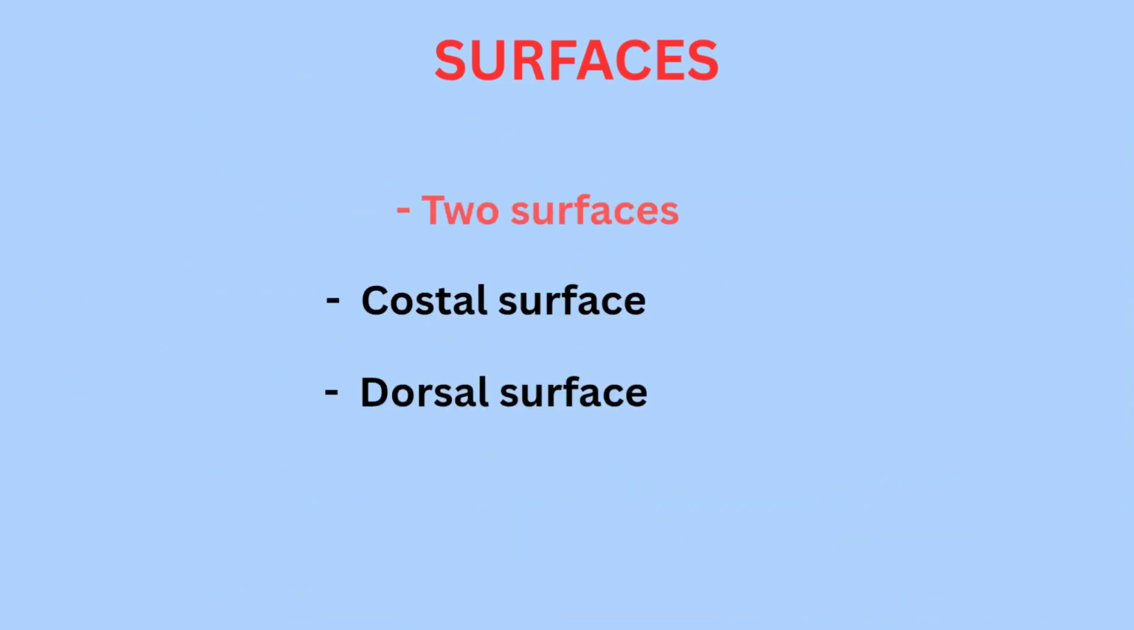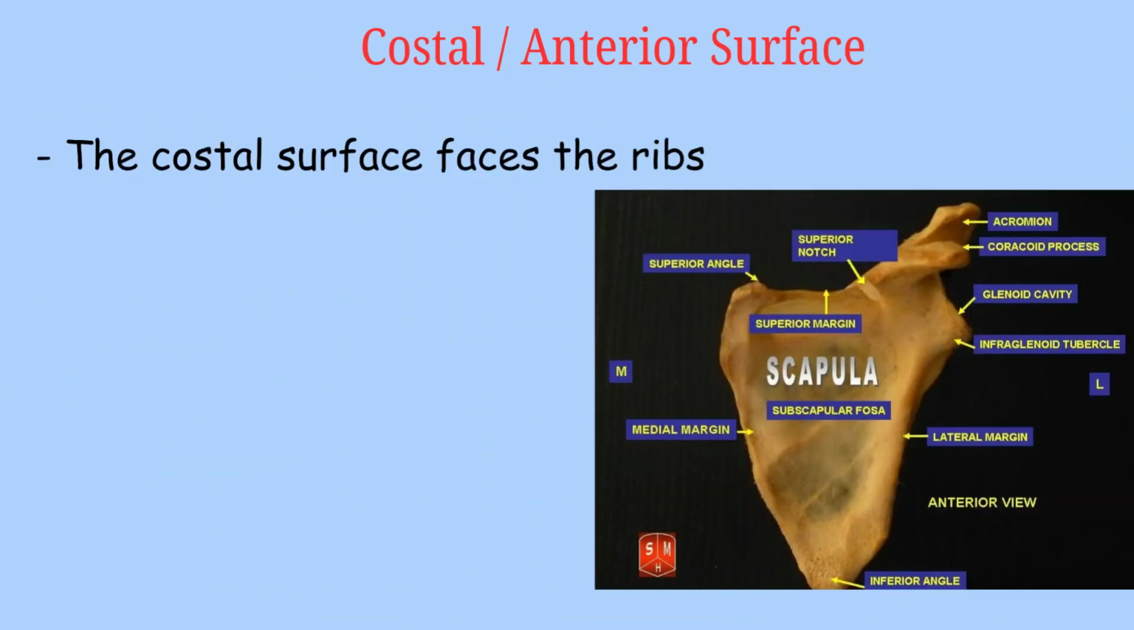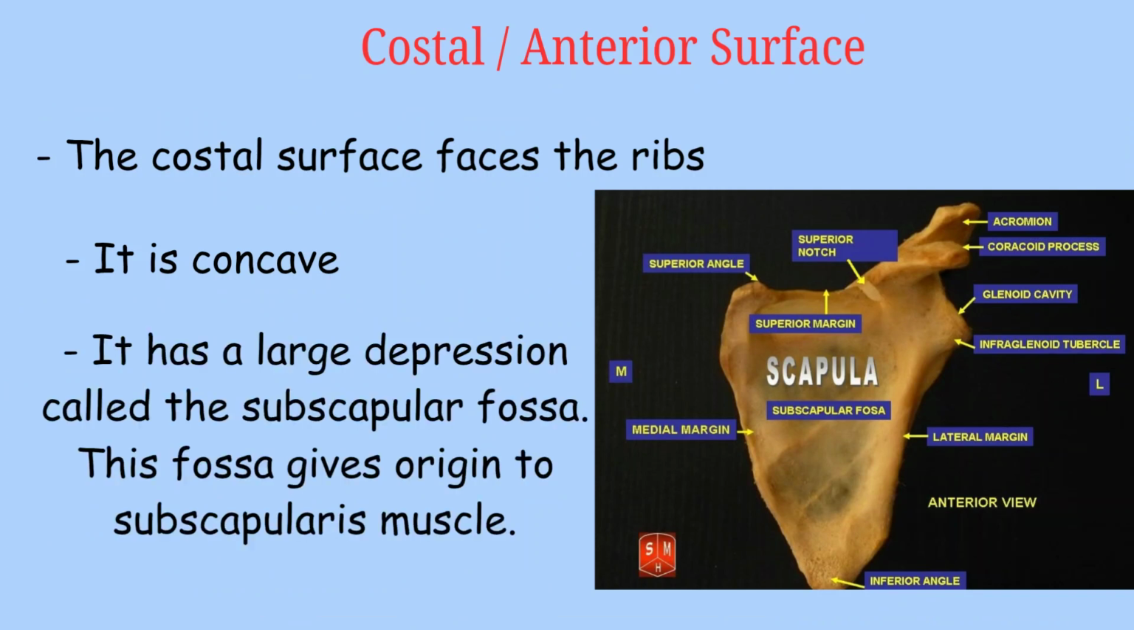Let's start with surfaces. The scapula has 2 surfaces, the costal surface and the dorsal surface. Costal surface, or anterior surface. The costal surface faces the ribs. It is concave. It has a large depression called the subscapular fossa. This fossa gives origin to the subscapularis muscle.